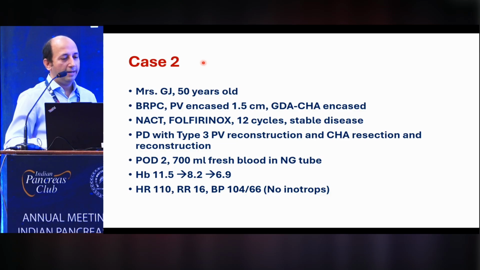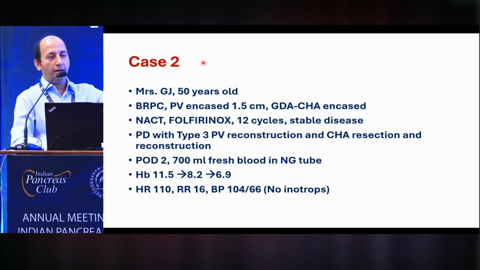She is a 50-year-old lady with borderline resectable pancreatic cancer, portal vein encased around 1.5 centimeter. Tumor was going along the GDA up to the common hepatic artery junction. We gave neoadjuvant therapy. After 4 cycles, there was no significant response. We continued, and after 12 cycles there was stable disease, a slight decrease in size, but not much. And then we did the pancreaticoduodenectomy with portal vein resection.